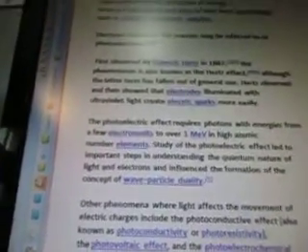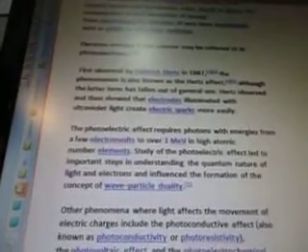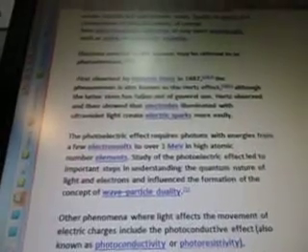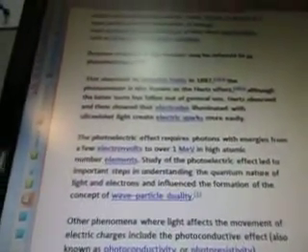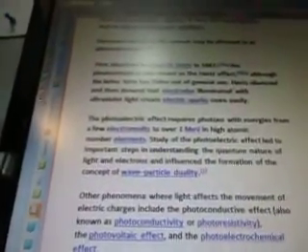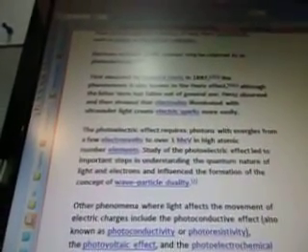Okay. So the photoelectric effect requires photons with energies from a few electron volts, that's mentioned before, to over 1 MeV in high atomic number elements. That's mentioned before as well. When I say it's mentioned before, it means in the earlier videos, because we started from line 1 and now I'm up to line 19. There's 27 lines altogether.